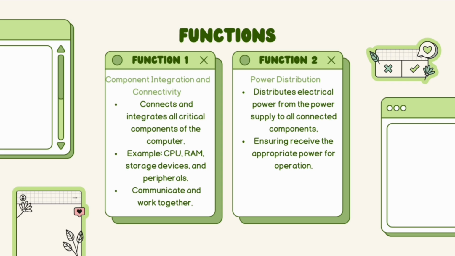The first one is component integration and connectivity. The motherboard connects and integrates all critical components of the computer, such as CPU, RAM, storage devices, and peripherals, allowing them to communicate and work together. Second is power distribution. It distributes electrical power from the power supply to all connected components to ensure that they receive the appropriate power for their operations.